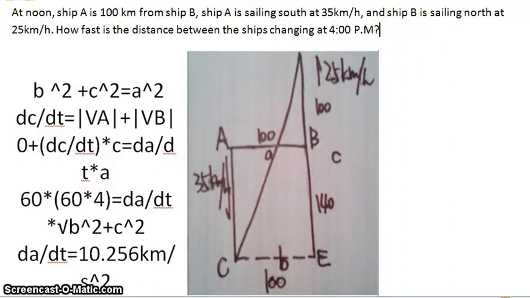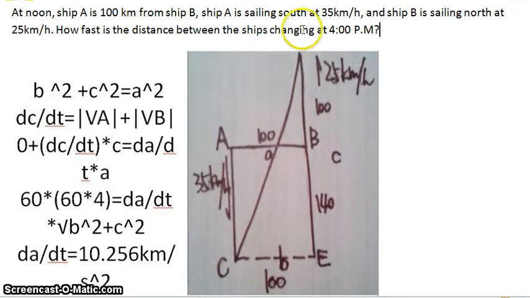So that means the ships have gone for 4 hours. So we know the speed and we can know the distance, just 4 times the speed. We know AC and BD, and also we know AB, the distance is 100 kilometers. And we need to know how fast the distance between the ships is changing at 4 p.m. So we need to know the distance.